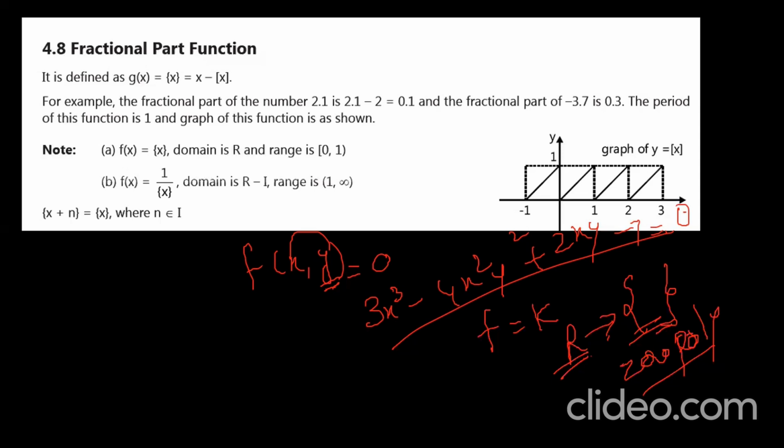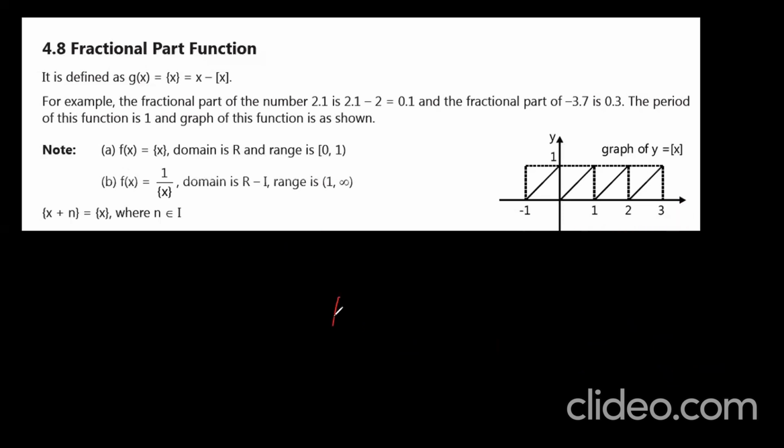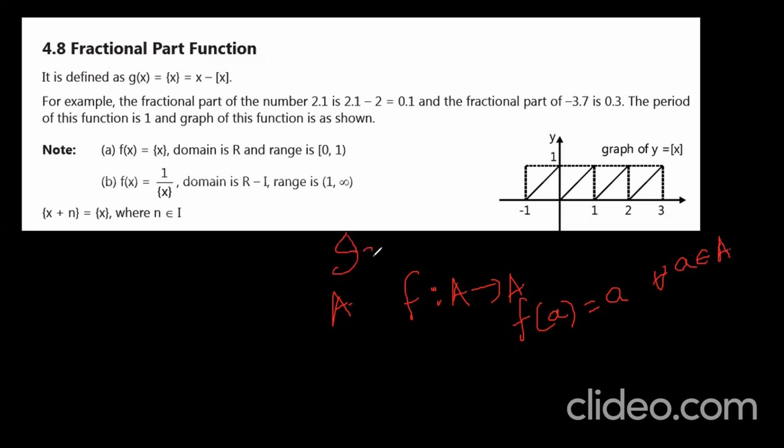And identity function, one more important type. Identity function means A is a non-empty set and F maps A into A. That is called identity function. In that case, f of a becomes a for all a belongs to A. So this is called identity function. Suppose A is equal to 1, 2, 3, 4. We observed already: 1 to 1, 2 to 2, 3 to 3, 4 to 4. That can be called the identity function on A.